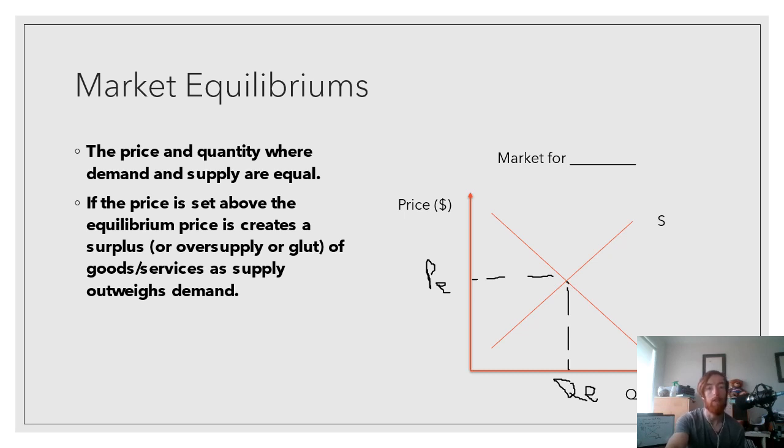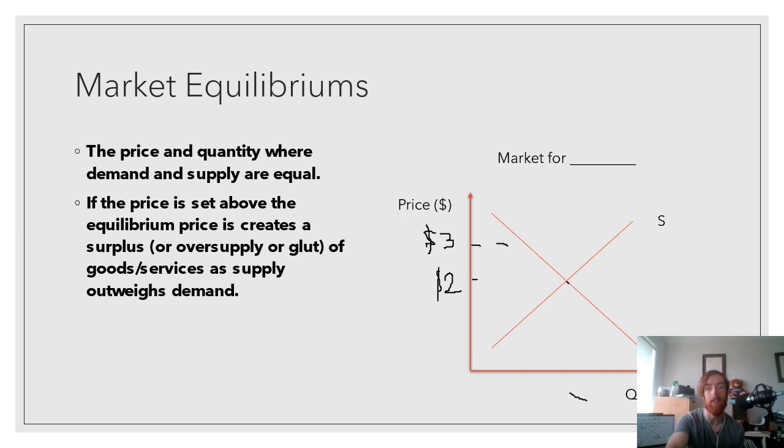So if the price is set above equilibrium, let's look at what happens. Let's say, for example, the equilibrium price is $2, for something relatively cheap. If we set the price at $3, what's going to happen? I realize I'm asking this to a void.